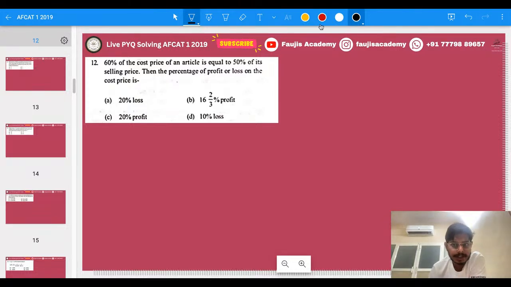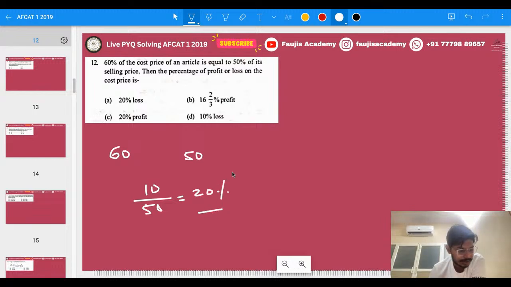Okay. 60% cost price. That means you bought it for 60 and you sold for 50. How much is the profit? 10. Out of actually sold 50. How much is this? 20%. Right. That's it. Is the answer. 12A. Prakash, 60% of cost price. Okay. 60% of cost price. This is the profit.